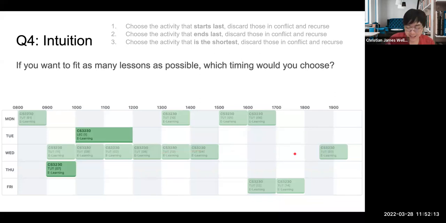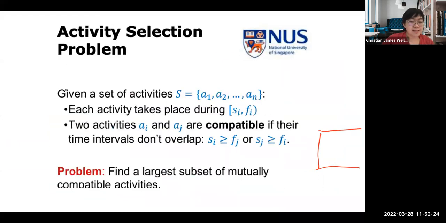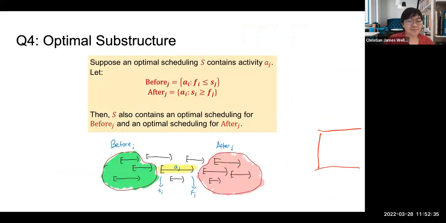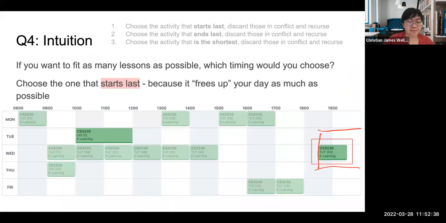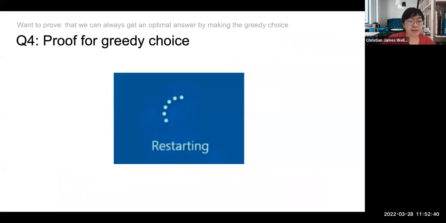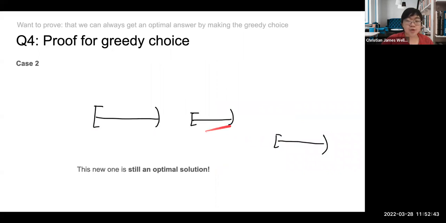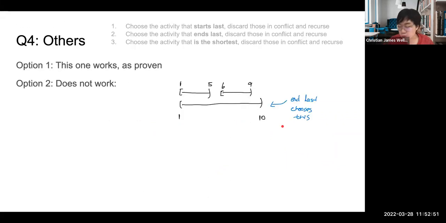So this last class can take like 10 hours, right? You don't really care. As long as you get that class, you are happy. So the problem is about maximizing how many activities you can do. It's quantity, not the duration. That's right. So we are maximizing over the quantity here. Thanks for clarifying. So it's fine that you choose the one that starts last because it's about maximizing the quantity of activities. Okay, so I'll just quickly go through the rest.